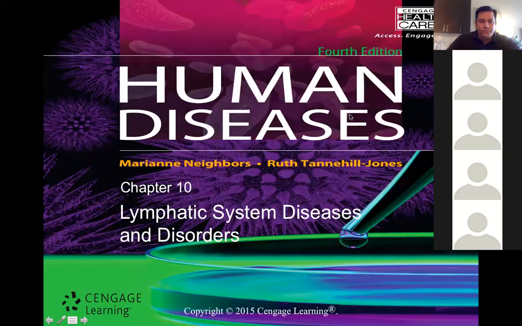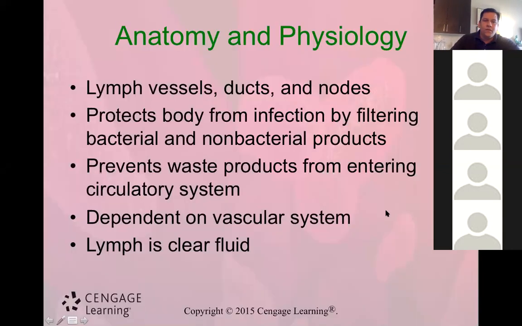Today we're going to talk about Chapter 10, the lymphatic system diseases and disorders. First, let's talk about the anatomy and physiology of the lymphatic system.